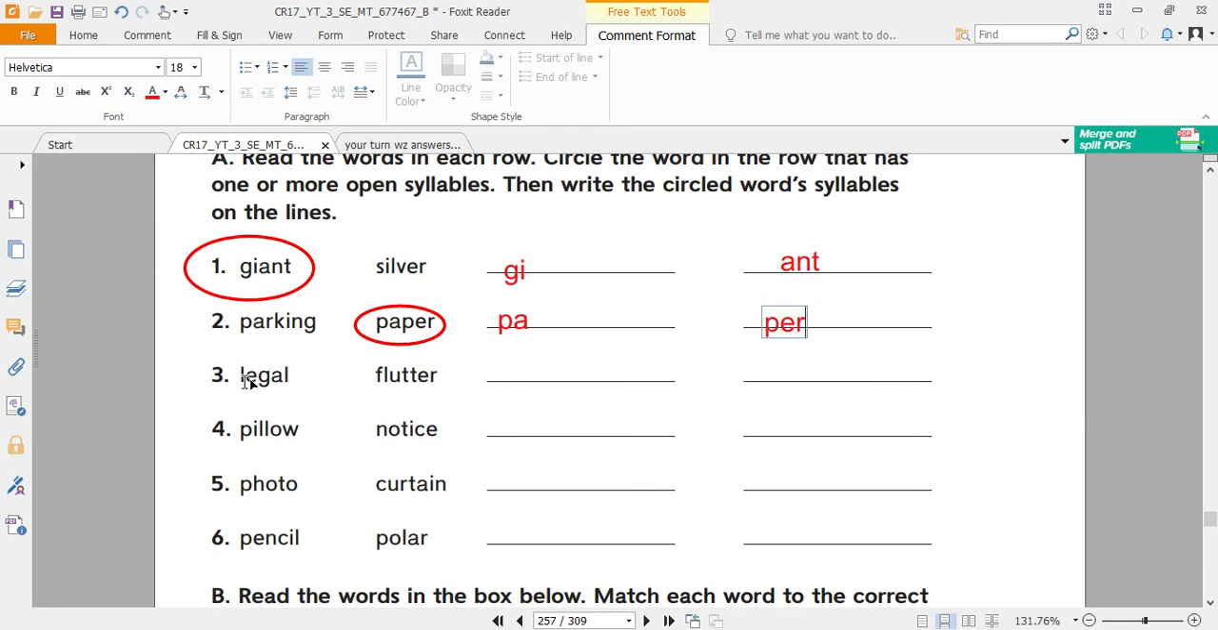Number 3, legal or flutter. Yes, this is legal. It has LE and the second one is GAL.